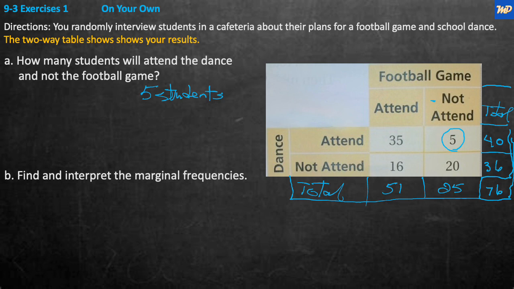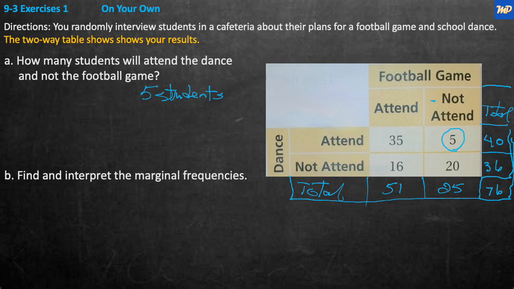And now we found the marginal frequencies and we're interpreting them. So what would be an interpretation of the marginal frequency? We know that from the people that attended the game, there were 51 people who attended. Whether they went to the dance or not, we don't care. The 51 people attended the game, and 25 did not attend the game.